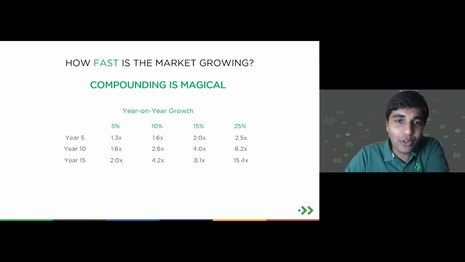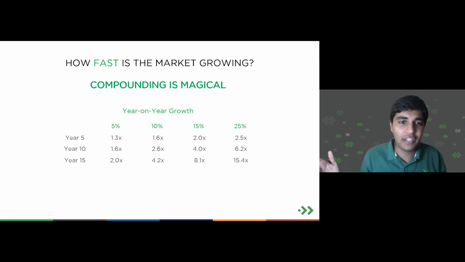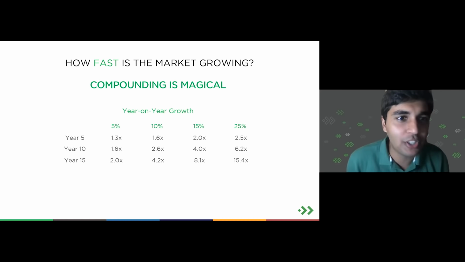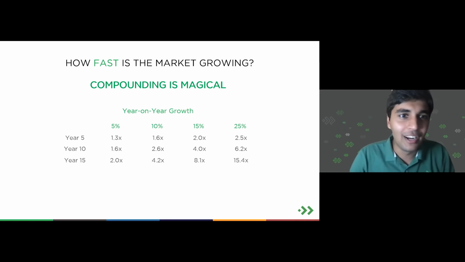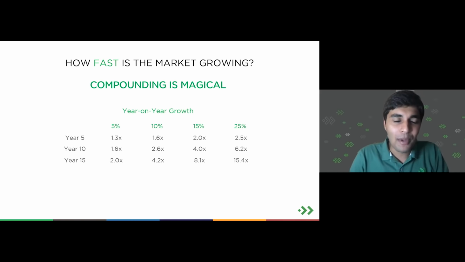The reason why growing fast matters is just some numbers for you here. A 15 or 25% year-on-year growth rate means you could have a market 15x in 15 years. And 15 years is, trust me, not a long time period for enduring companies to form. Hopefully some of you would be building it for longer than that. So going back, my personal preference would be to pick a market which is growing fast compared to a big market which is growing slower.